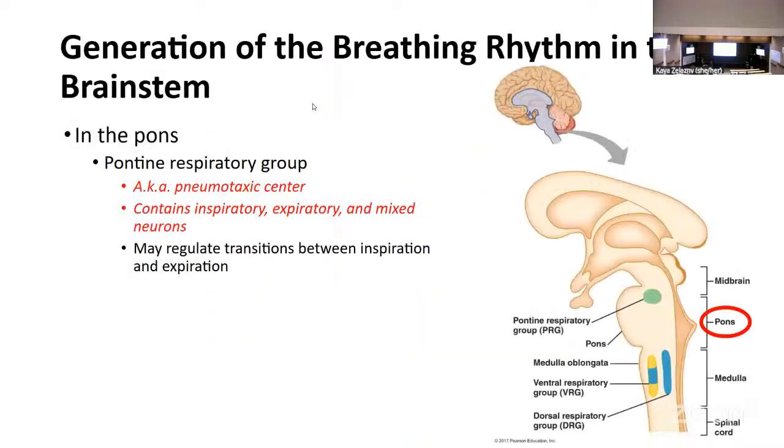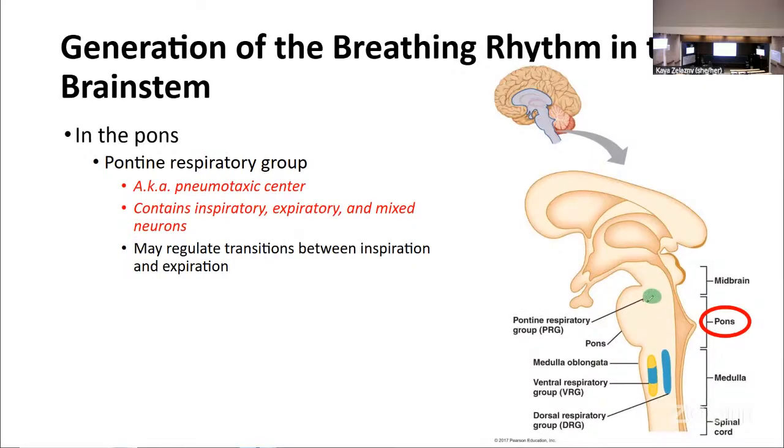Okay. Popping up to the pons real quick. We've got another RG. This is the pontine respiratory group. Okay. So got some other names too. It's also sometimes called the pneumotaxic center. It's got all the different types of neurons here, right? So it does a little bit of everything. We've got inspiratory neurons, we've got expiratory neurons, we've got mixed neurons. One of the things we think it does, maybe, that's distinct from what's going on in the DRG and the VRG in the medulla, is we think that maybe it's helping us regulate switching between breathing in and breathing out. So it might be regulating those transition points.